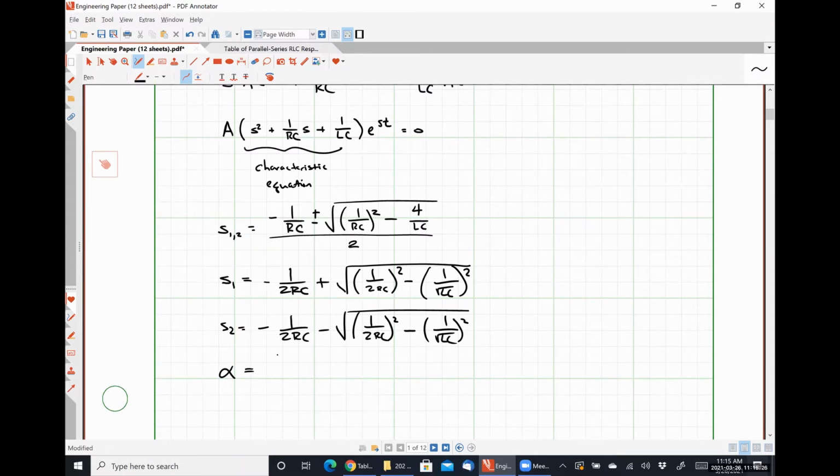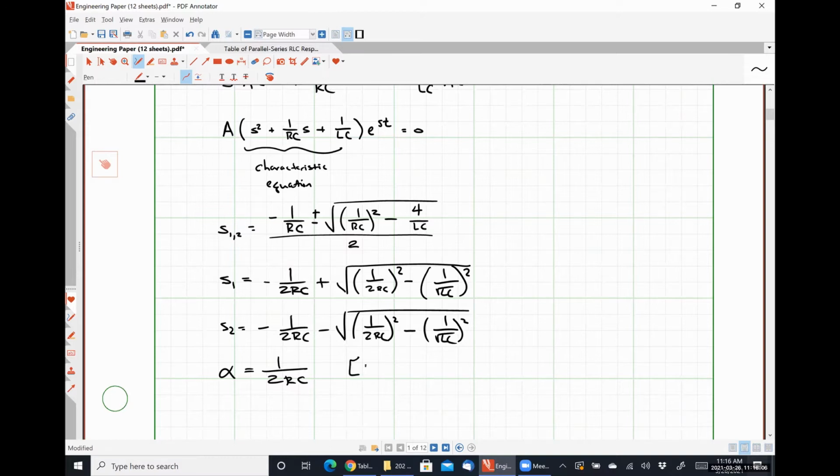I'm going to define alpha, for a parallel RLC circuit, to be 1 over 2RC. Alpha is what's known as the Neper frequency, and the Neper frequency represents the rate at which our signals attenuate, or how quickly they decay. It's similar to the time constant that we observed in RL and RC circuits, but not exactly the same. That's why I'm saying similar.